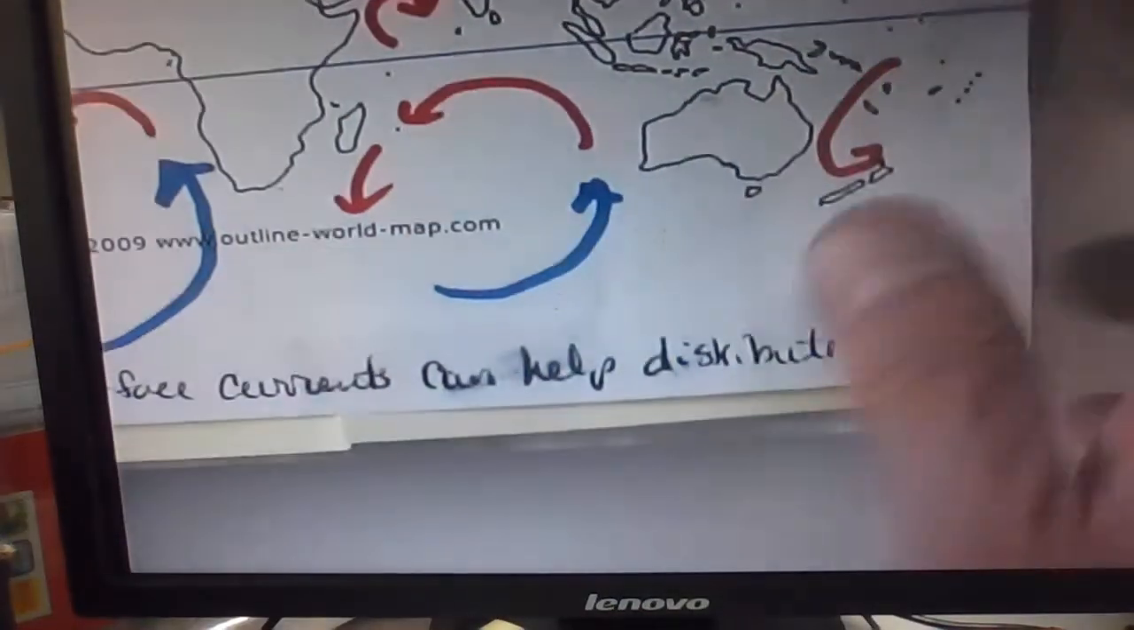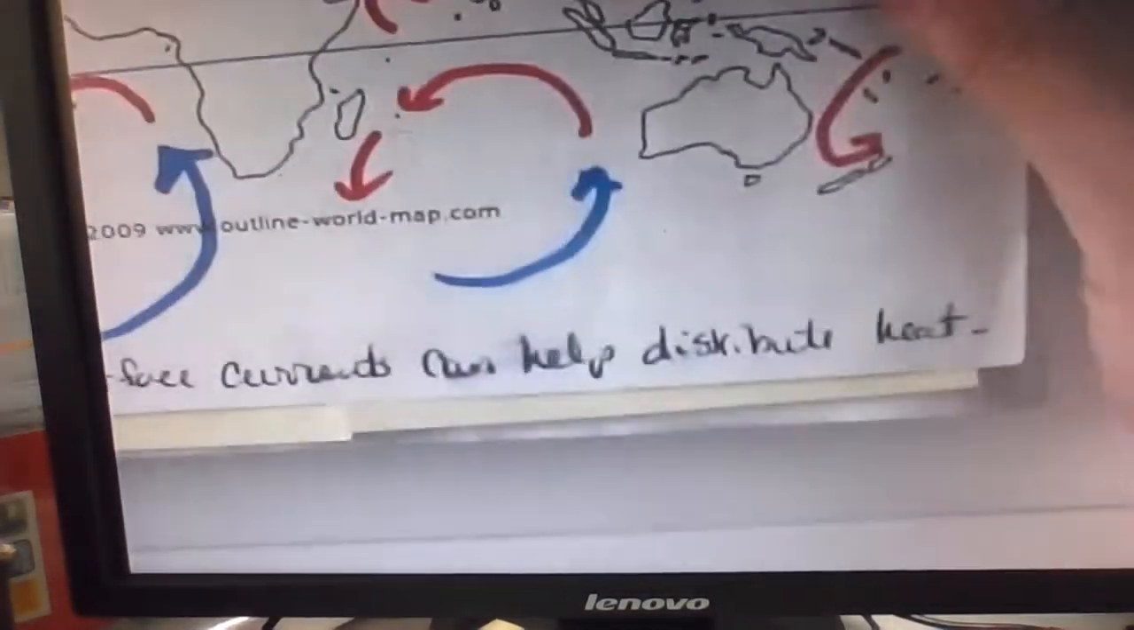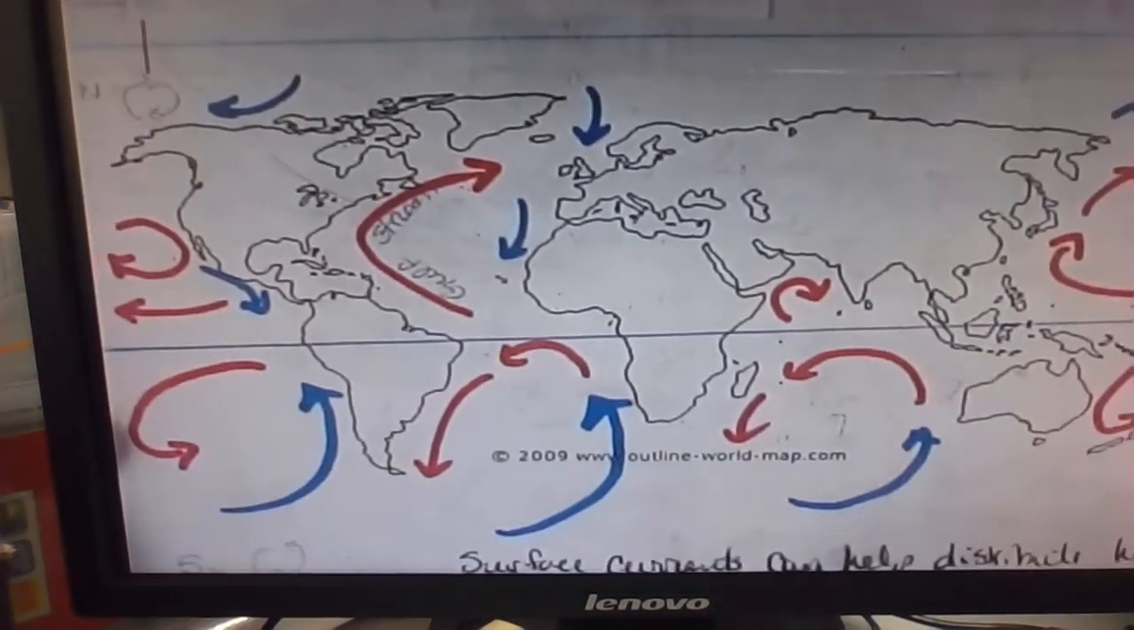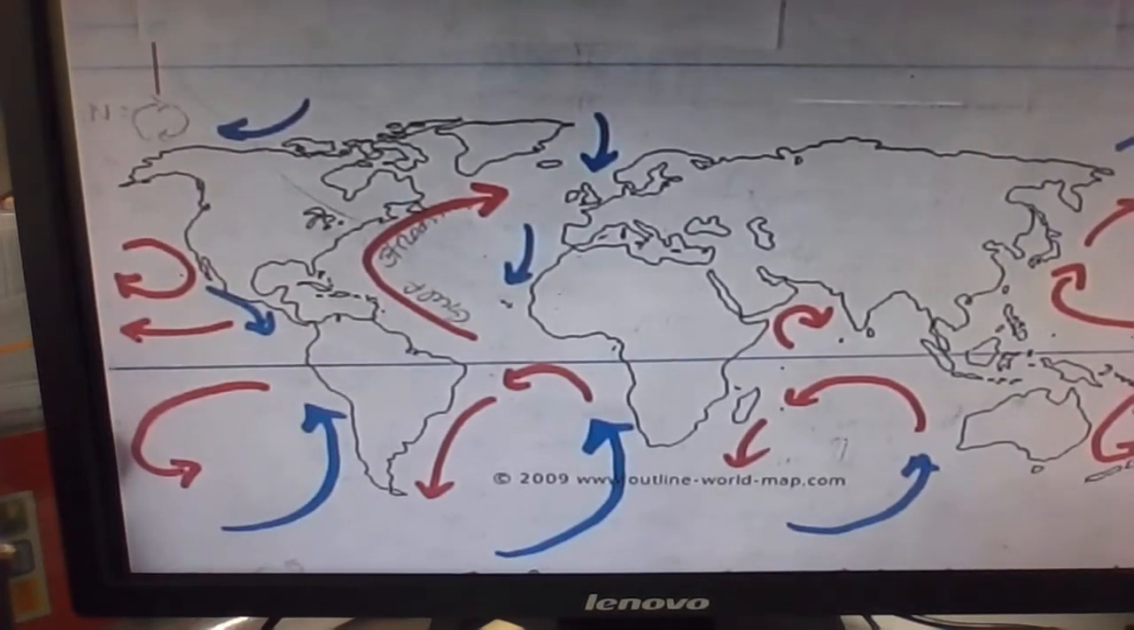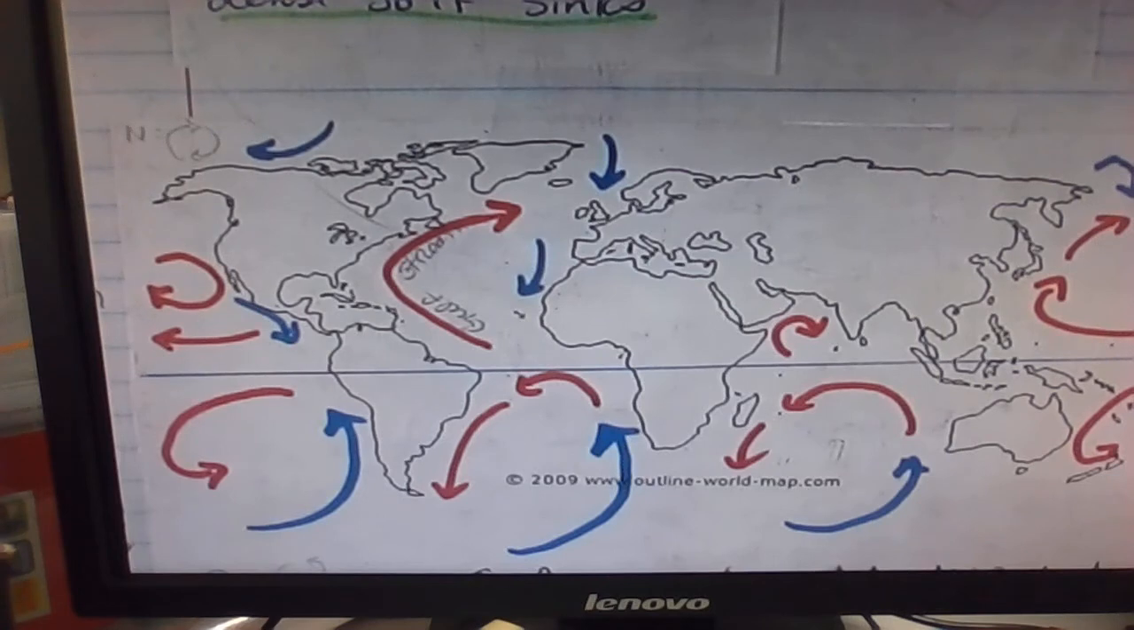I have yet to find a really cool video for my deep ocean currents. So we're just going to go ahead and label our diagram. What do the red arrows mean? Yep, hot, warm, heat. What do the blue arrows mean? Cold. So this is a very generalized idea of what's happening way down deep in the ocean.